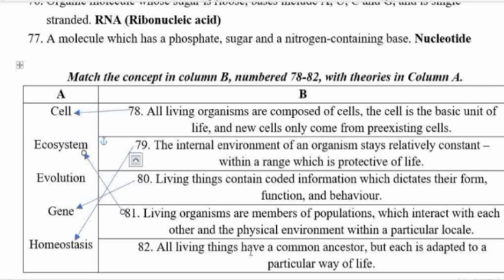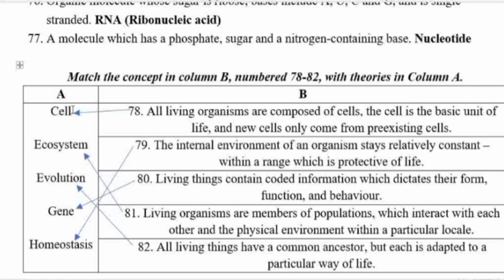And then the last one, all living things have a common ancestor, but each is adapted to a particular way of life. This one we refer to as the evolution theory. Theory of evolution.